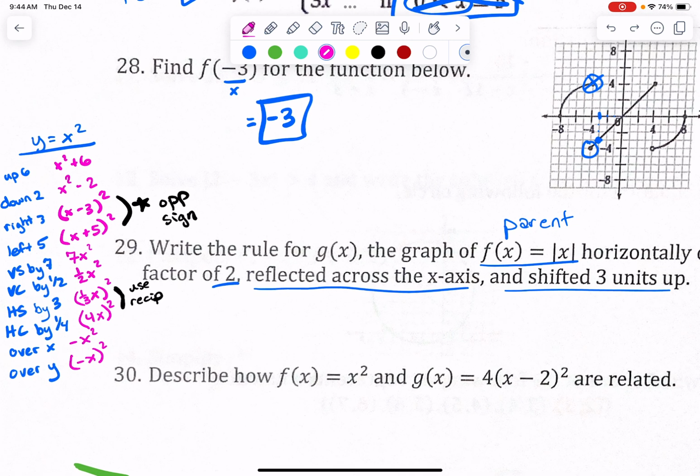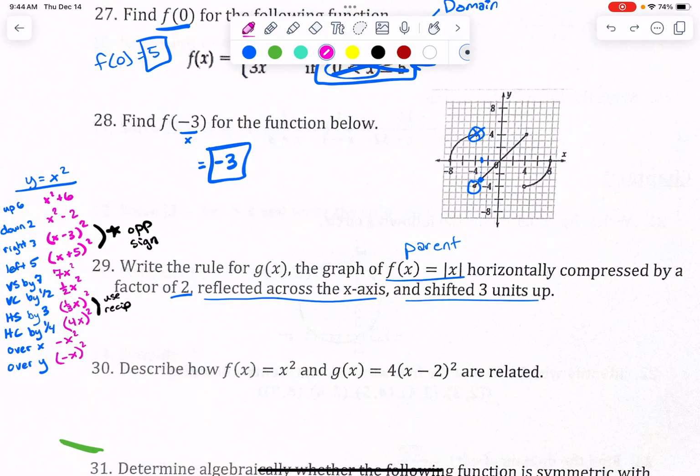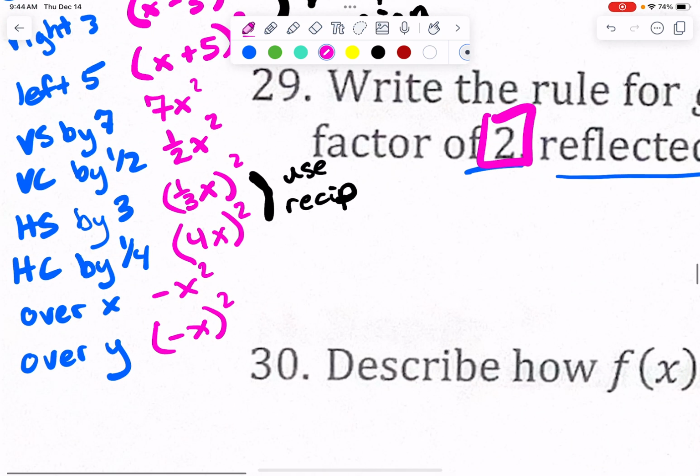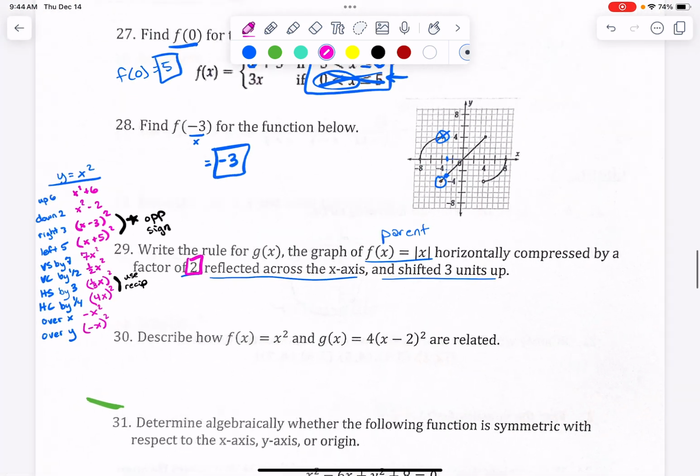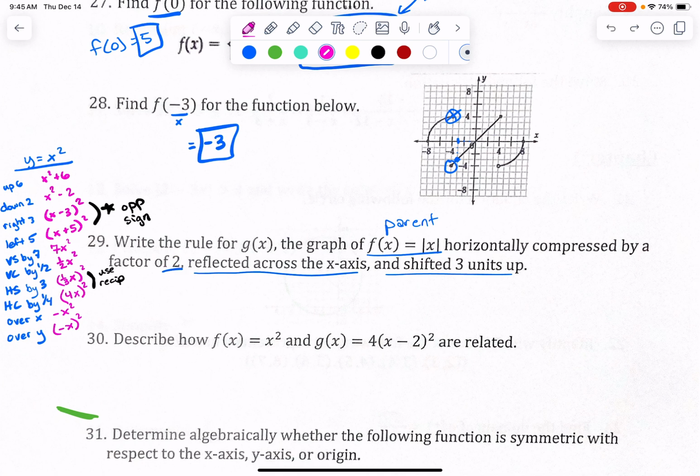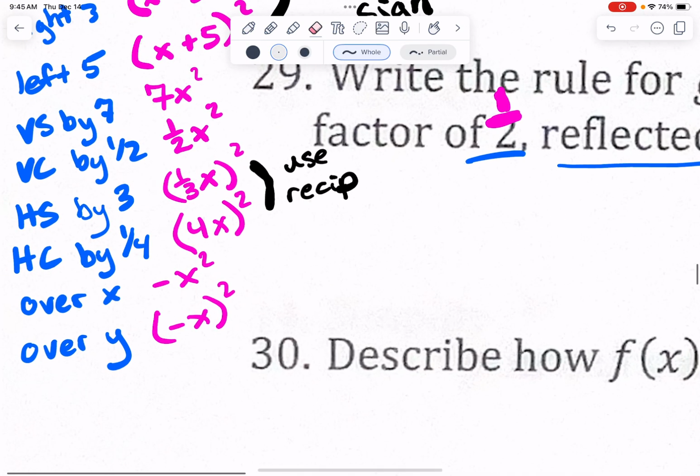So on 29, again, if you need to pause and write all that down, go for it. But we are horizontally compressing by a factor of 2. That is not right. It should be by a factor of 1/2 because you can't compress by a factor of 2. That's a typo. Either it's a stretch by a factor of 2 or a compression by a factor of 1/2. We'll say 1/2, okay? So what that means is horizontal compression by 1/4 becomes 4x squared.